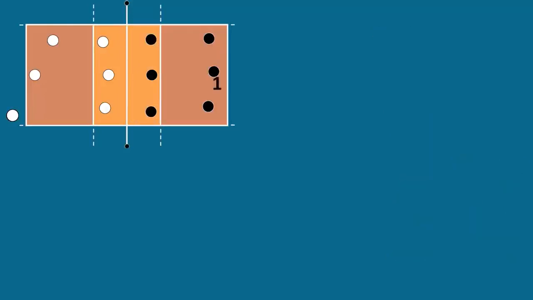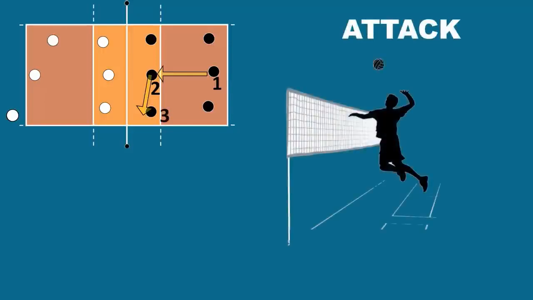So the first one is pass, where you try to hit the ball in the center, and the second one is where you set the ball near the net. And the third shot is known as attack. Attack is basically when a player uses their palm to slam the ball.